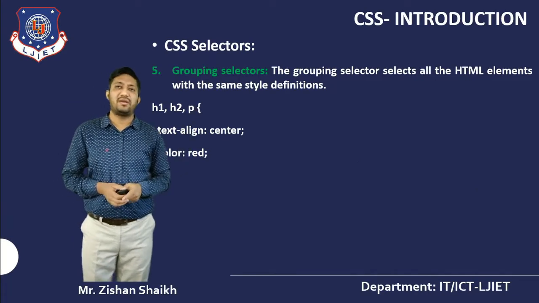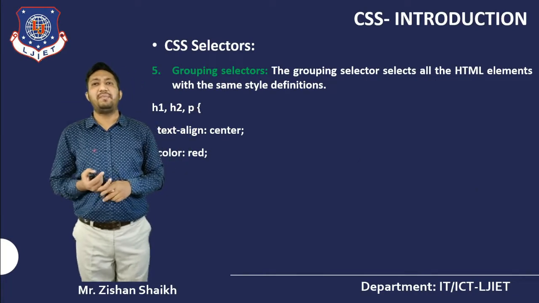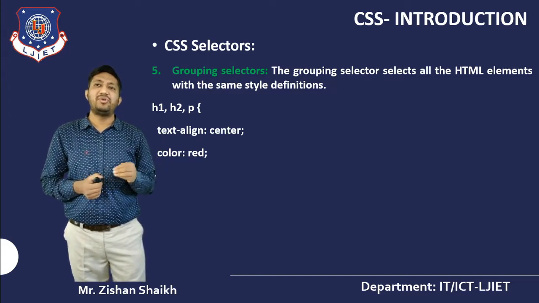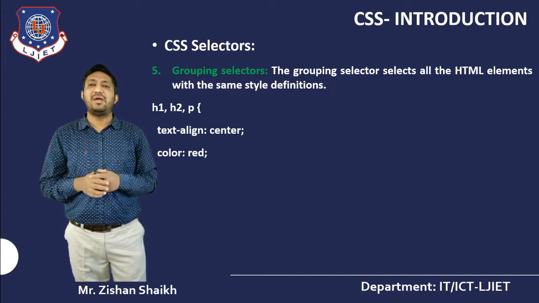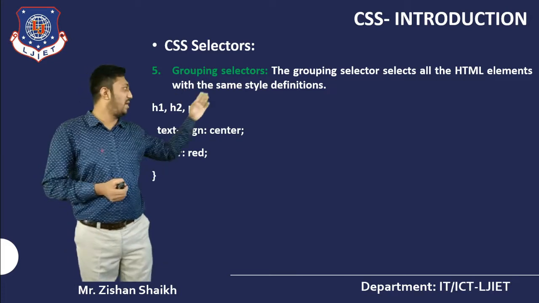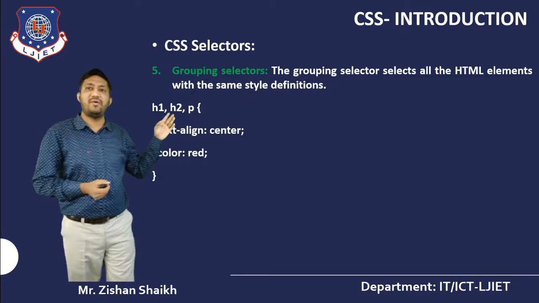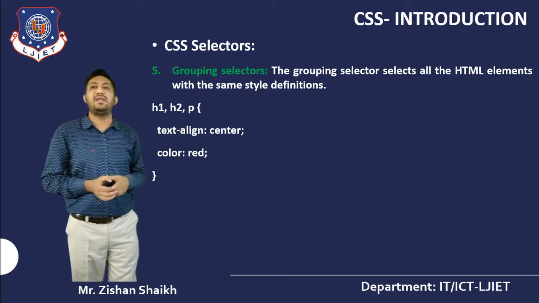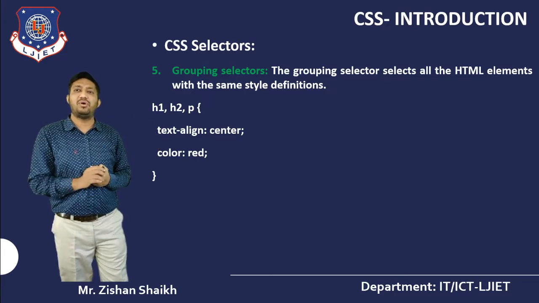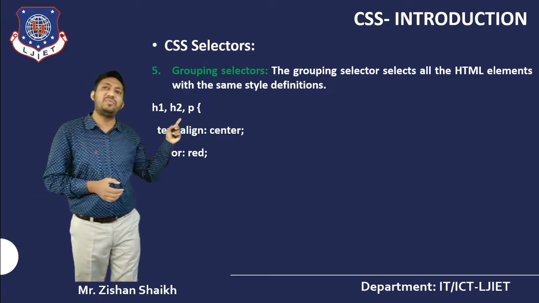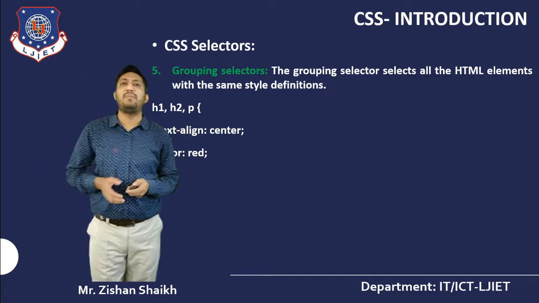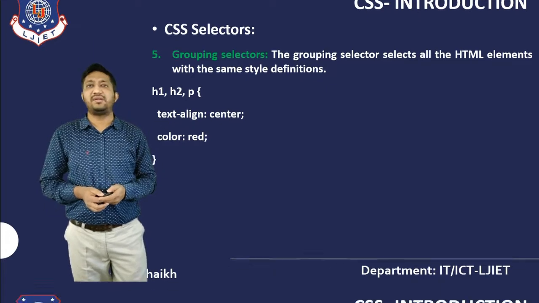Next is the grouping selector. Suppose in my HTML I have 10 elements, but from those I want to assign the same property value to 3 elements, then we can use the grouping selector. So here we have h1, h2 and p. Three elements are taken, and I want to assign the same property value to all these 3, so we can group these 3 elements separated by commas. So this is all about the CSS selectors.